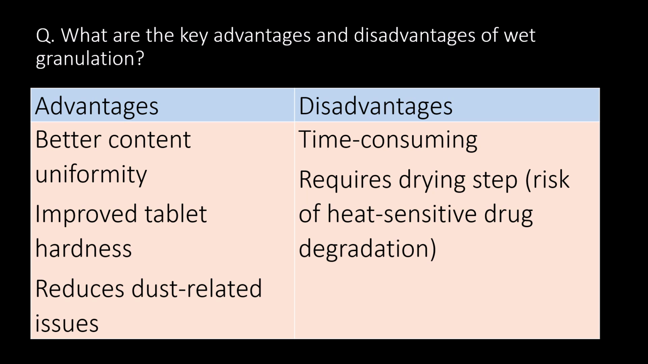What are key advantages and disadvantages of wet granulation? You can refer below table for key advantages and disadvantages of wet granulation method. Key advantages include better content uniformity, improved tablet hardness, and reduced dust related issues. Whereas key disadvantages of wet granulation method are: this method is time consuming, requires drying step.